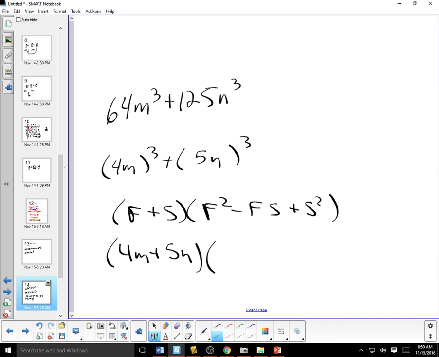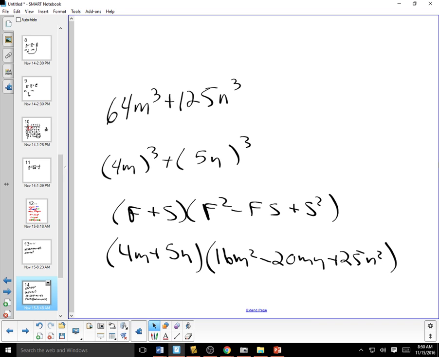16. If I square it, it's going to be 16m squared. Minus the first times the second. So 4m times 5n, 20mn. And then I got to square the second one. So what's 5n squared? 25n squared. And you're done. Just follow the formula. Formulas are like money, baby.